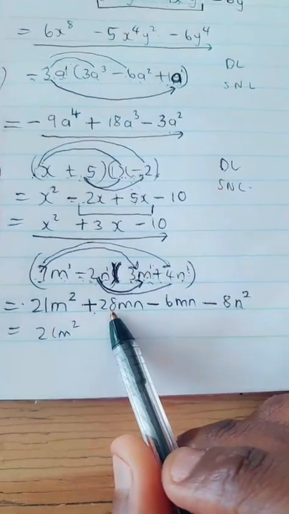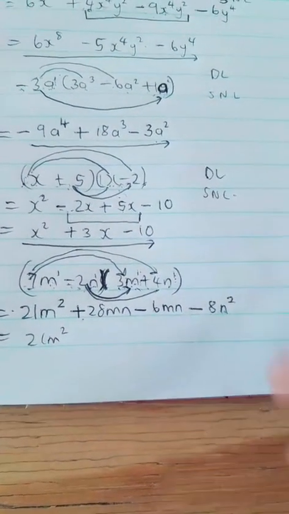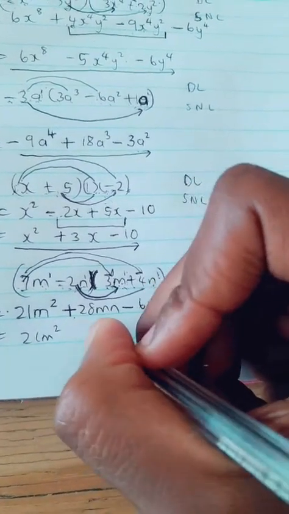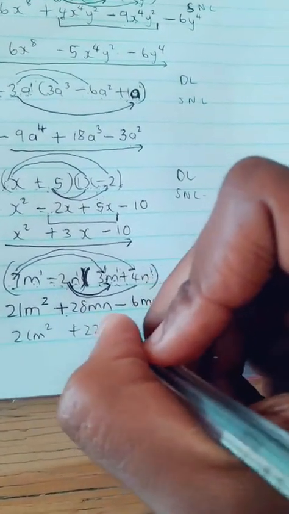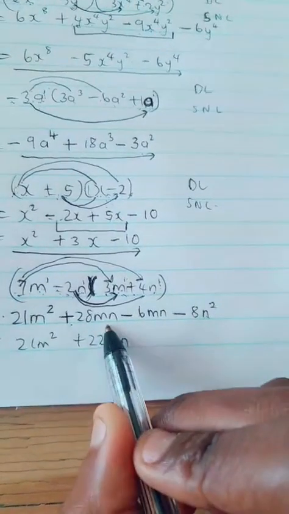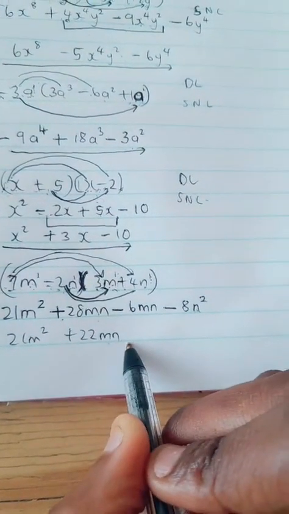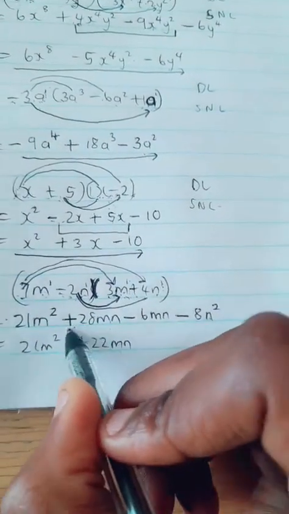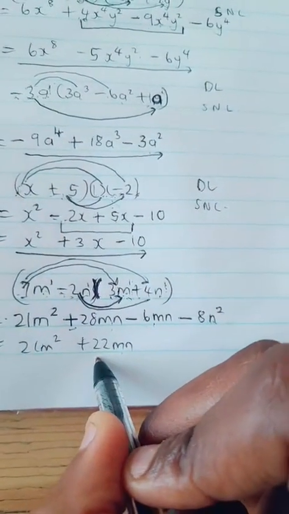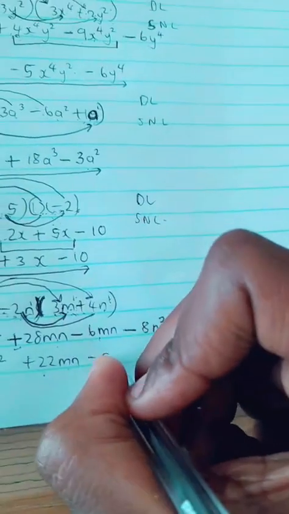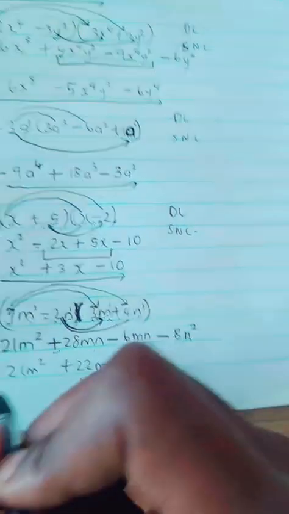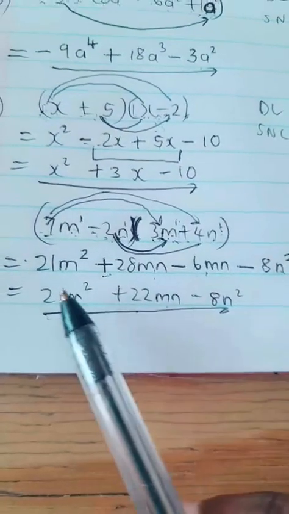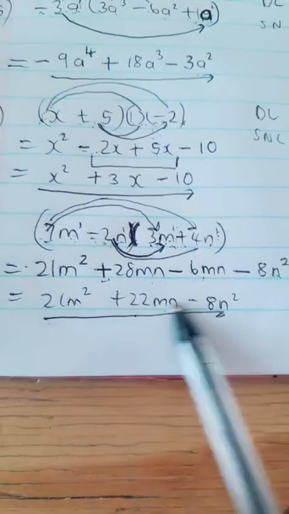Like terms, you add them. 28mn minus 6mn gives us what? Because they are like terms, it's plus 22mn, because we keep the variables mn, but we add or subtract the coefficients. 28 minus 6 is positive 22. Then the last term is negative 8n squared. Can we add anything else now? No, we can't, because there are no more like terms.